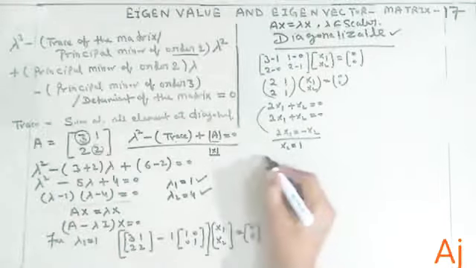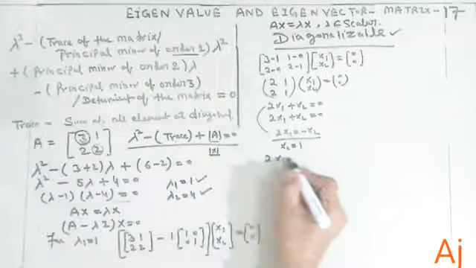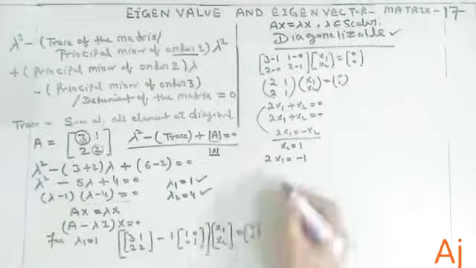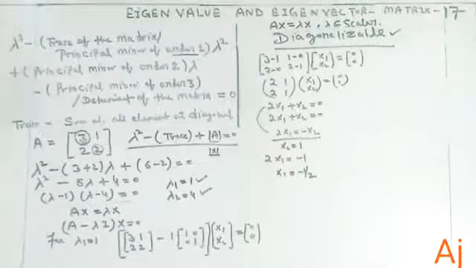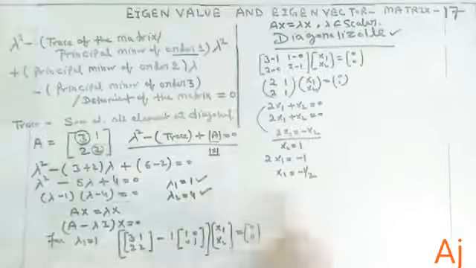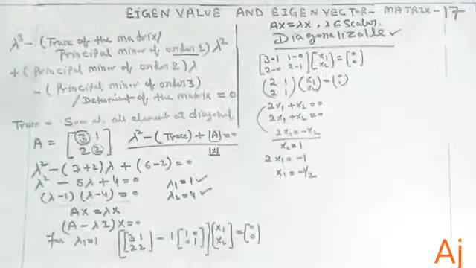For x2 is equal to 1, you will get 2x1 is equal to minus 1. Okay, then x1 is equal to minus 1 upon 2. It's totally dependent on you. If you are taking x1 is equal to 1, suppose, okay, this is 1 upon 2.